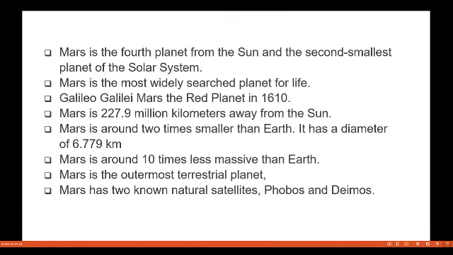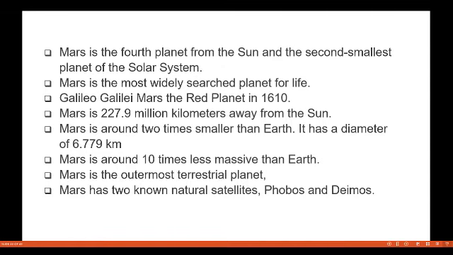Mars is the fourth planet from the Sun and the second smallest planet in the solar system. Mars is the most widely searched planet for life. It is believed that apart from Earth, there is a possibility of life on Mars. It was Galileo in 1610 who discovered Mars, the red planet. Mars is about 227.9 million kilometers away from the Sun. Mars is around 2 times smaller than Earth. It has a diameter of 6,779 kilometers.